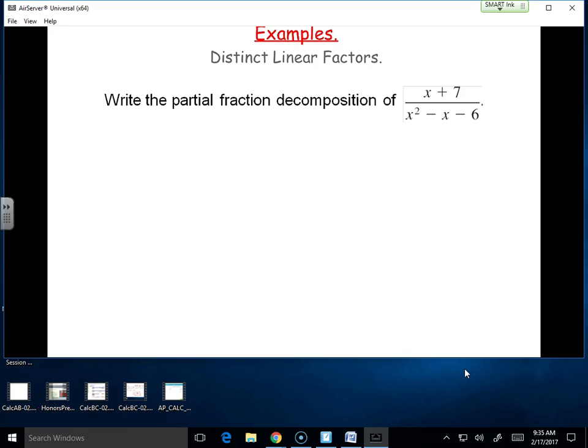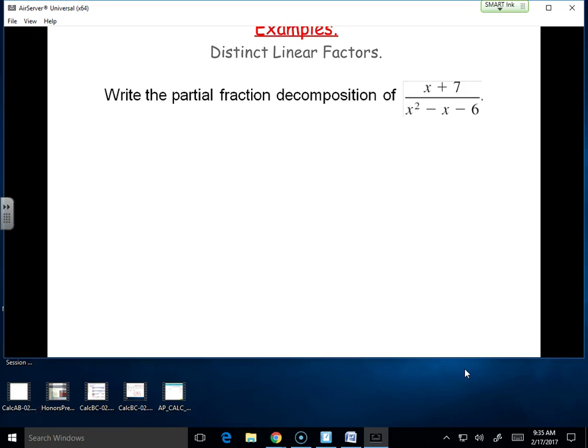Well, step number 1, we ask ourselves the question, is it improper? No. What does it take to be improper? Top degree has to be greater than the bottom. So it's not improper. Forget that. Okay, step number 2.